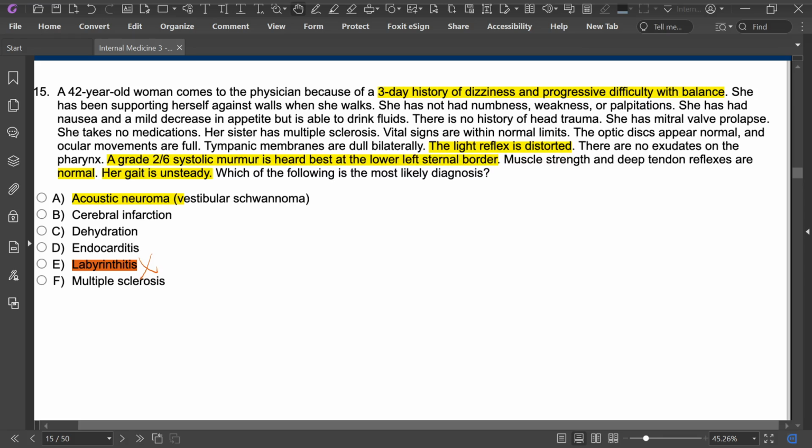Labyrinthitis is the inflammation of the inner ear involving the vestibulocochlear nerve, and is often preceded by an upper respiratory or ear infection. Classic symptoms include vertigo, ataxia, nausea, and hearing loss. Treatment is supportive.